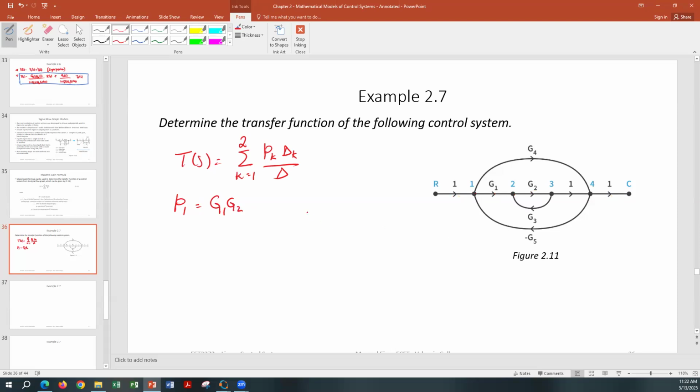And then the second forward path goes from R through node 1, G4, node 4, and then C. So 1 times G4 times 1. So the gain of the second forward path, P2, is simply G4.